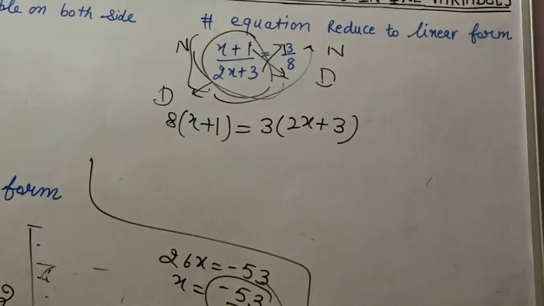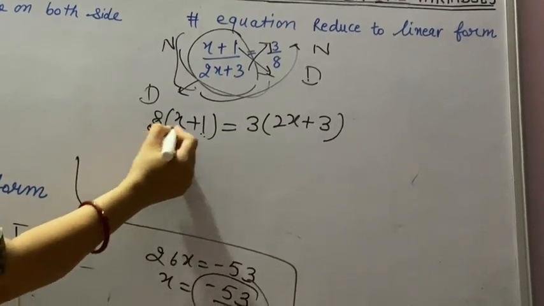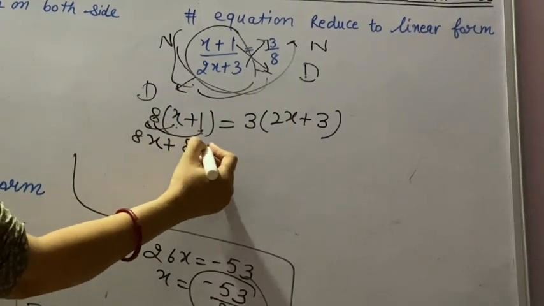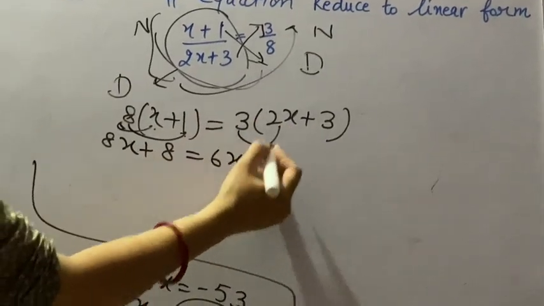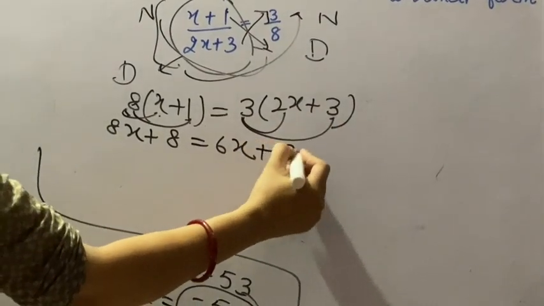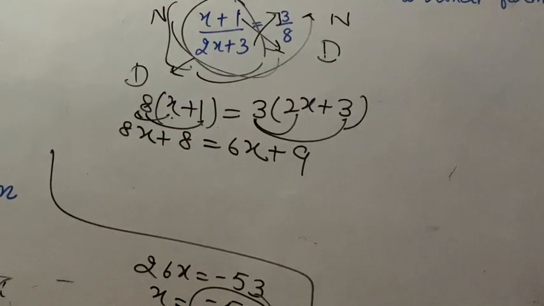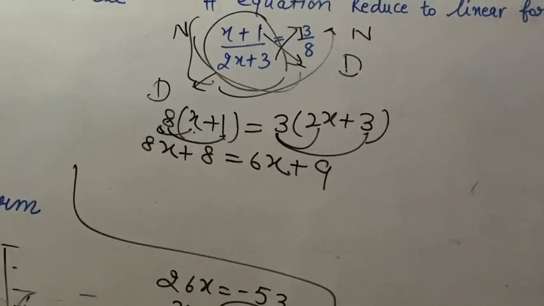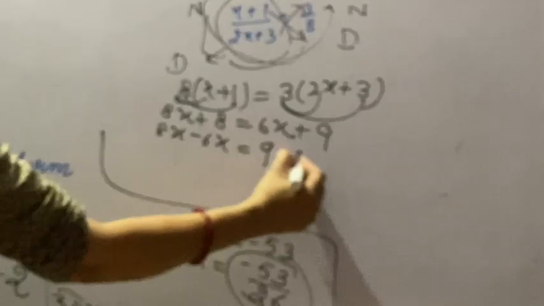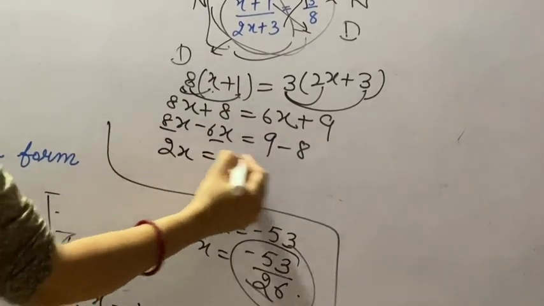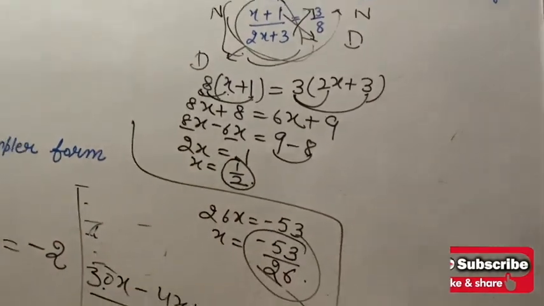In such type of question, first we multiply constant with variable and then constant with constant. 8x, and 8 multiplied with 1 is 8. On the other hand side, we will do the same. 3 multiplied with 2x, that means 6x, and 3 multiplied with 3, that means 9. Now we have a linear equation having variable on both sides, and we can solve this question based on the first question. Take the variable on one side and constant on the other side. 8x minus 6x is 2x. 9 minus 8, we will have 1. X is equal to 1 by 2, which is our answer.